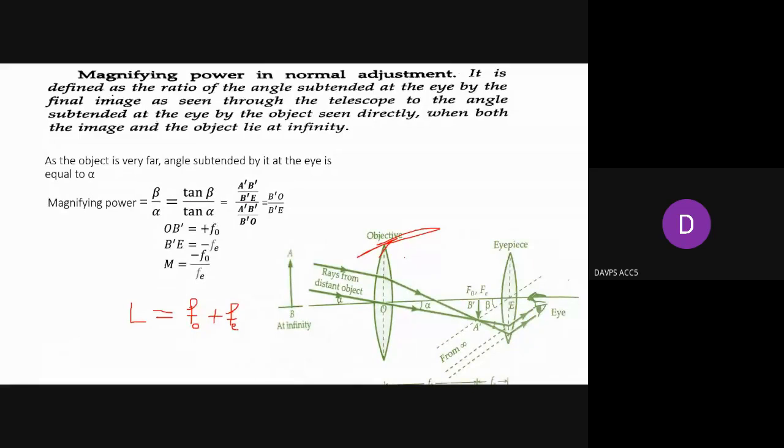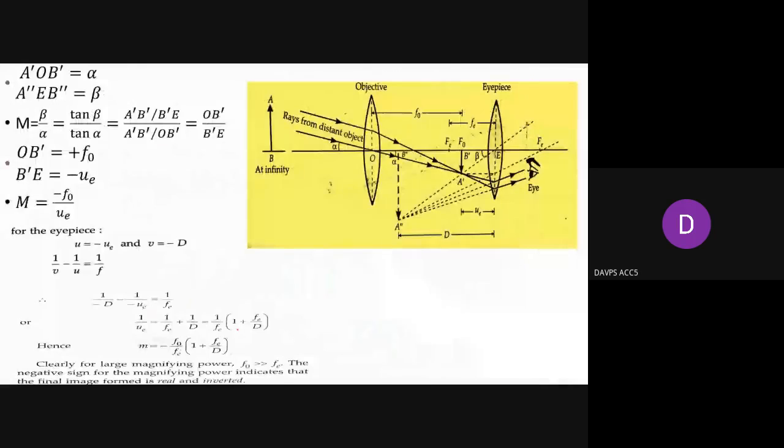The length of the tube equal to f0 plus fe. Clear? And if you look at that, what will be the length of the tube in this case? In this case, the length of the tube will be f0 plus, what is ue? You just add the ue. Here 1 by ue equals this value. And here, what will be the length of the tube?